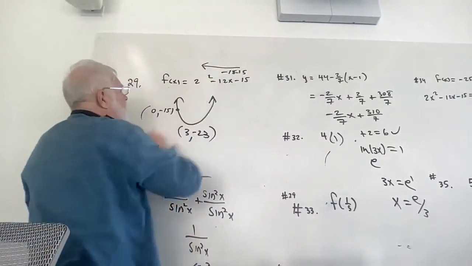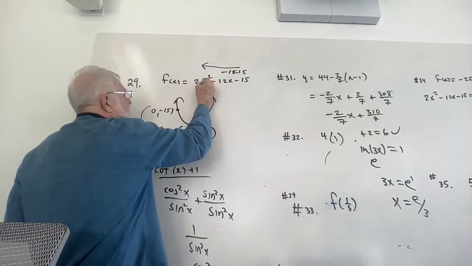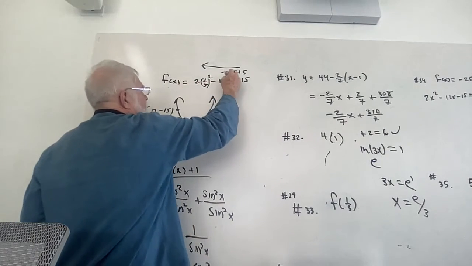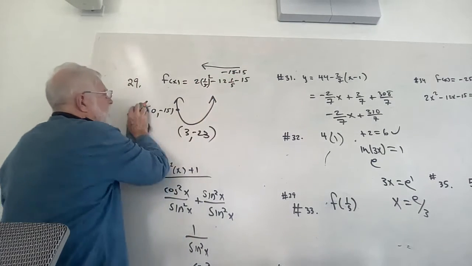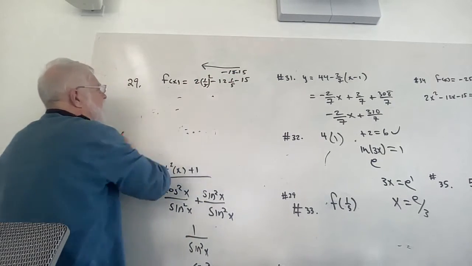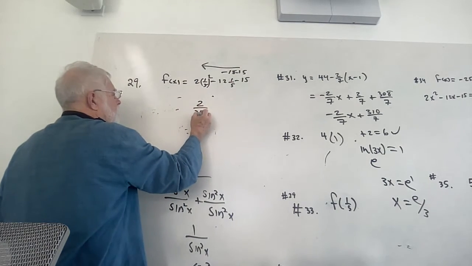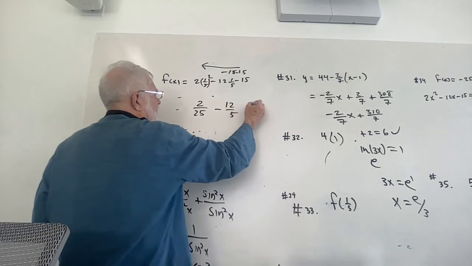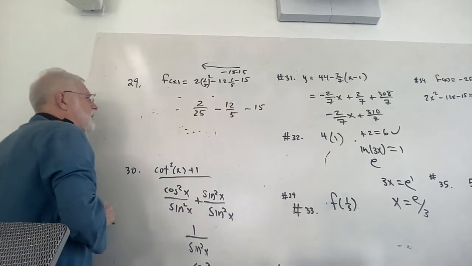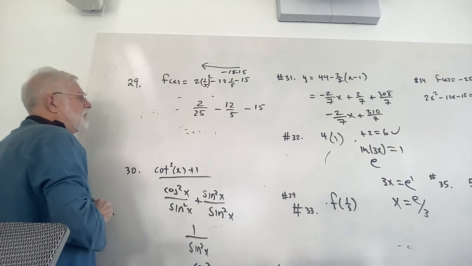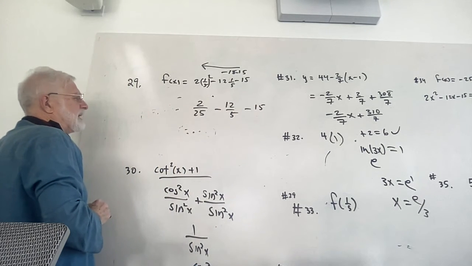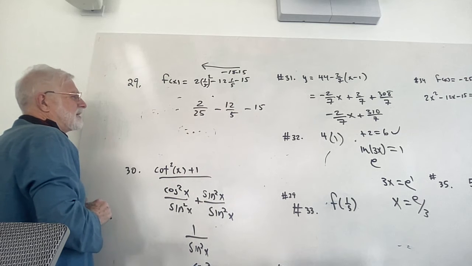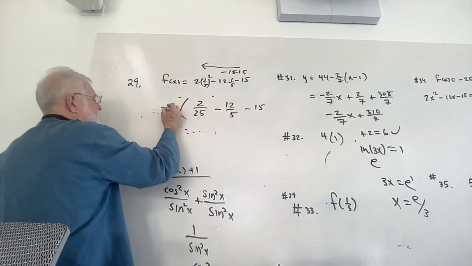So I'm going to put a 1/5 in here. I'm going to put a 1/5 here. And so what does that get me? That gets me 2 over 25 minus 12 over 5 minus 15. So I think I'll multiply everything by 25 and then divide by, do I want to do that? Yeah, let's play with it. Let's see if it's quicker.